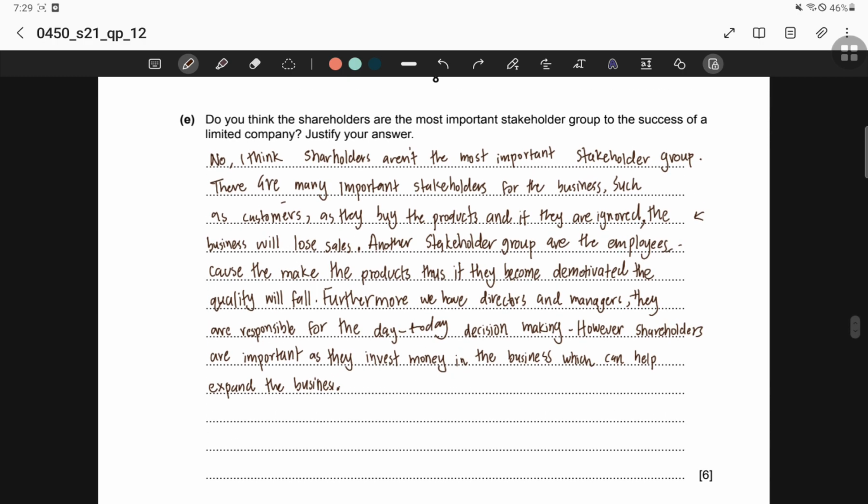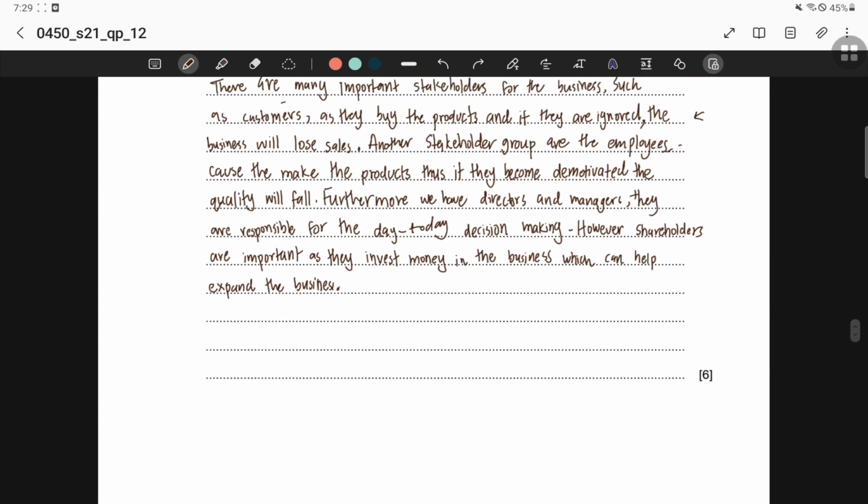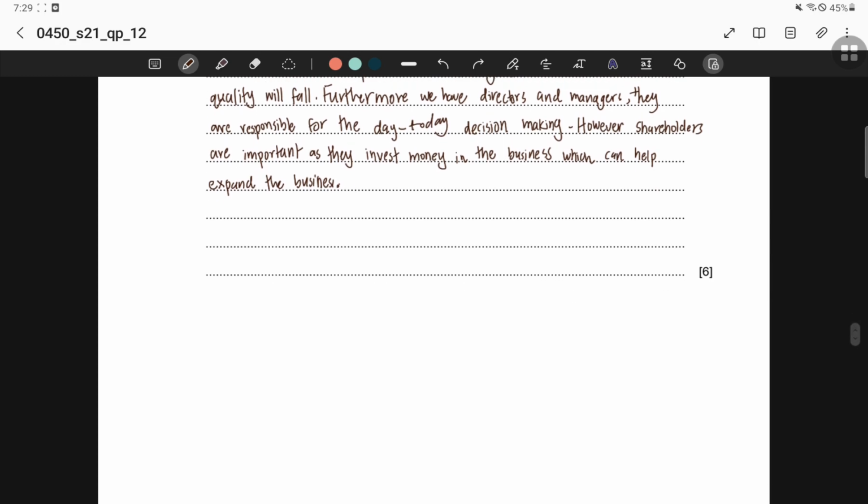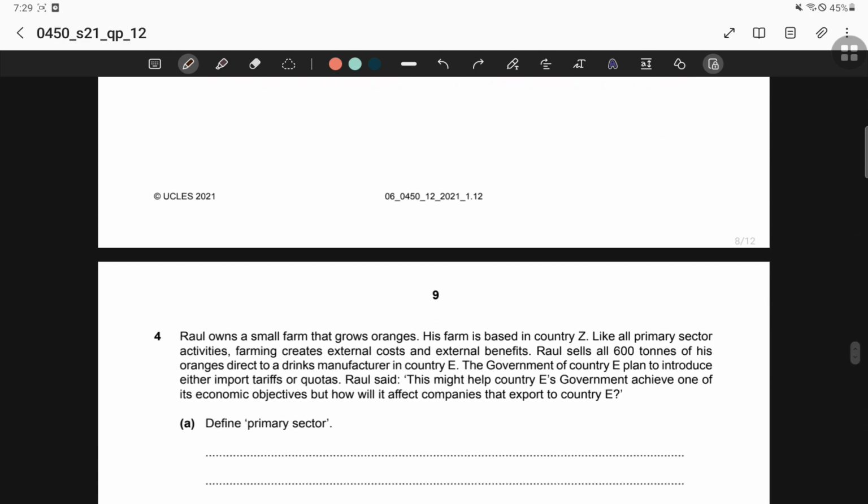So you see, shareholders are not the only important stakeholders. However, there are many other important ones. And the justification for this argument is, shareholders are important as they invest money in the business, which can help expand the business. So basically that is the only advantage the shareholders have. So you're just gonna put that, but if you can think of more, you can add that to the justification. Now that's it for this question.